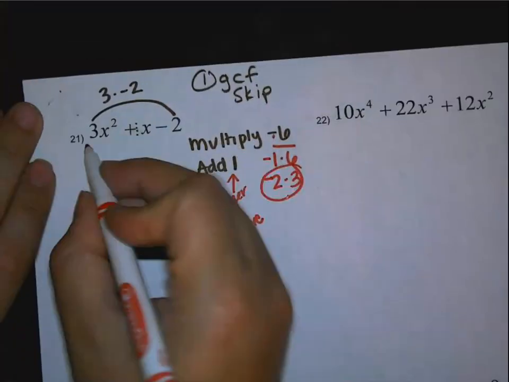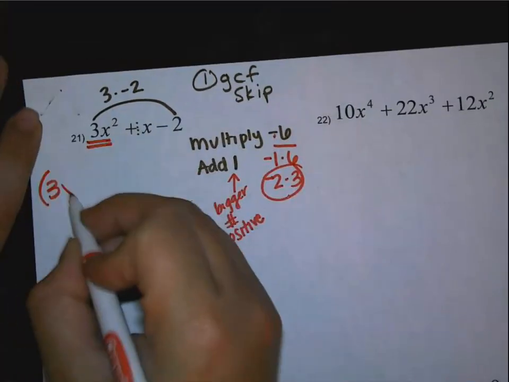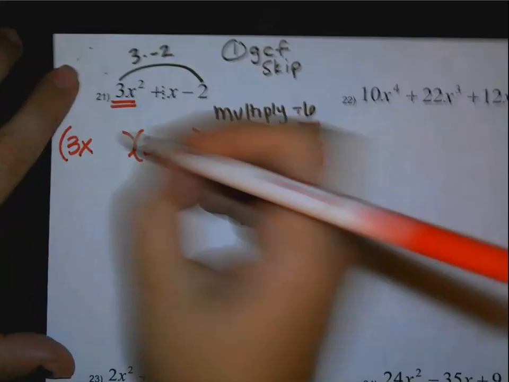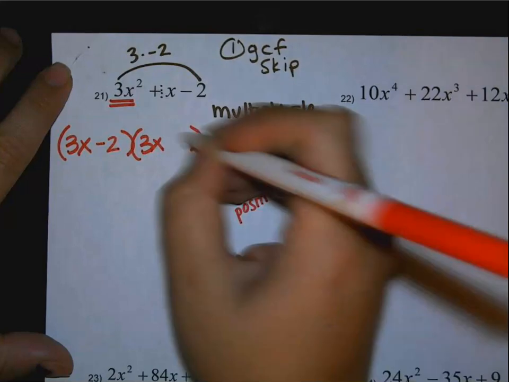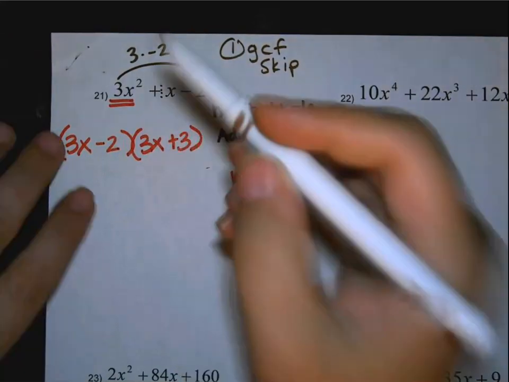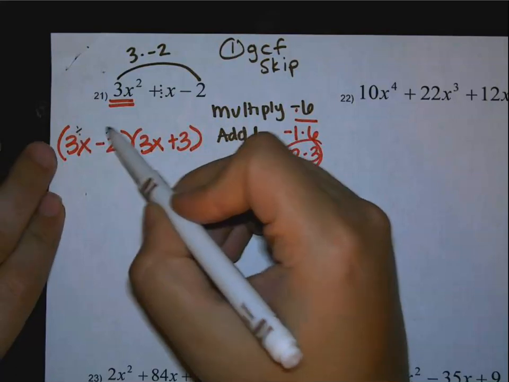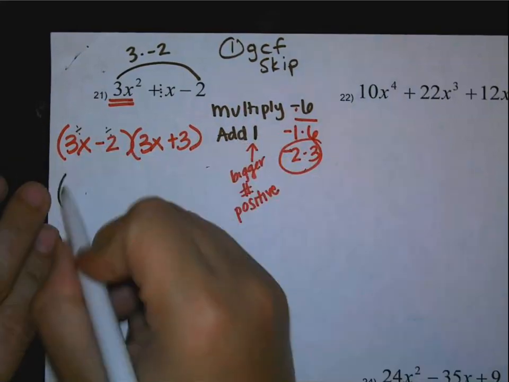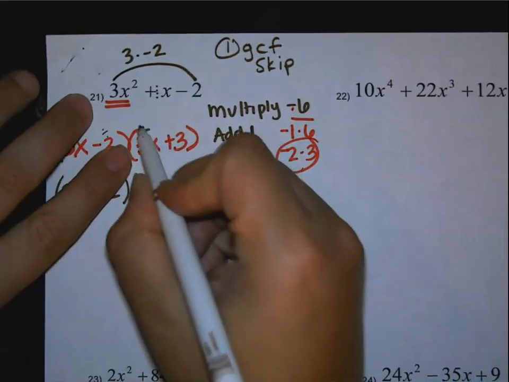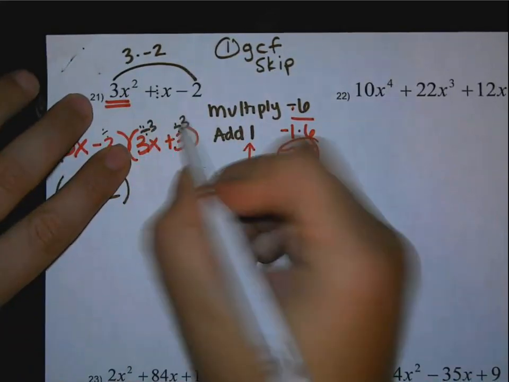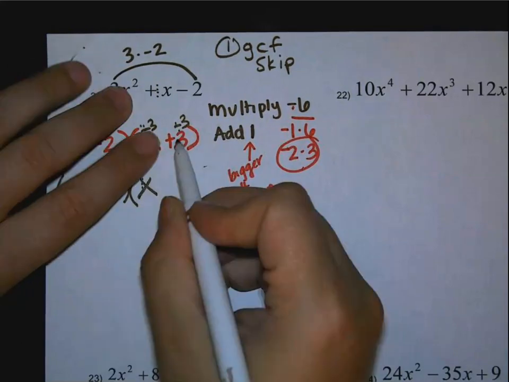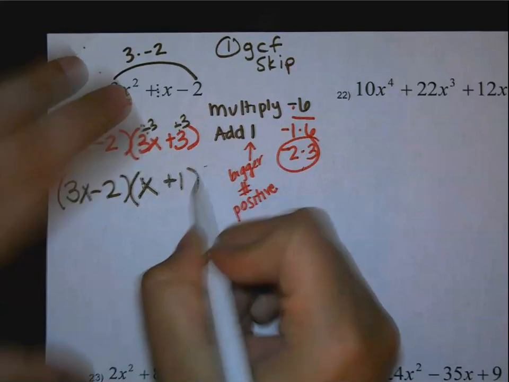So then I'm going to take this 3x and I'm going to put it in the front of the parentheses. And then I'm going to stick the negative 2 and the 3 in the second spot of the parentheses. And then ask myself, does anything divide 3 and 2 other than 1? No, so it stays the same. But here, 3 goes into both of these. So 3 divided by 3 is just 1x, and 3 divided by 3 is just 1.